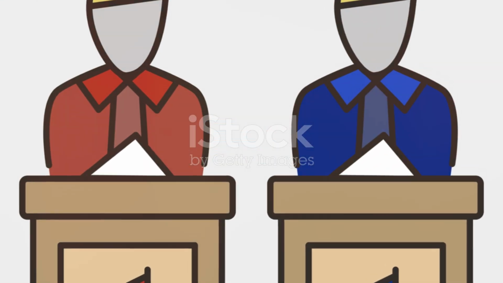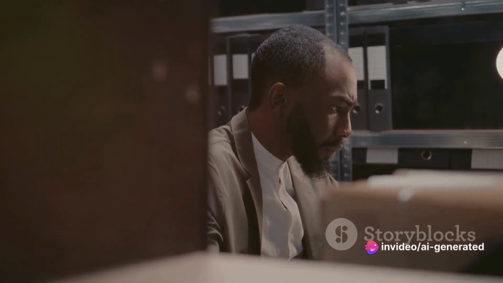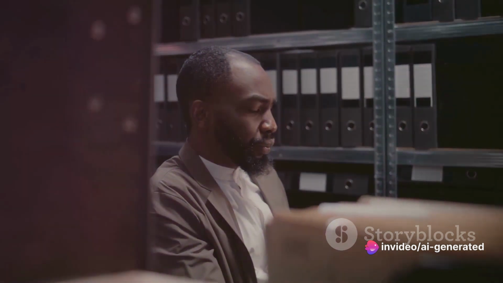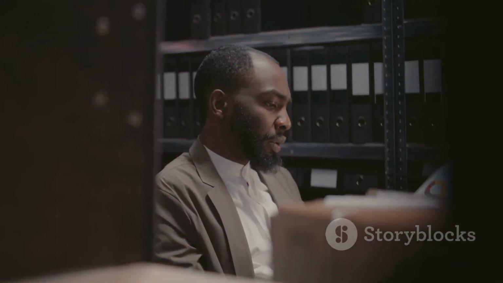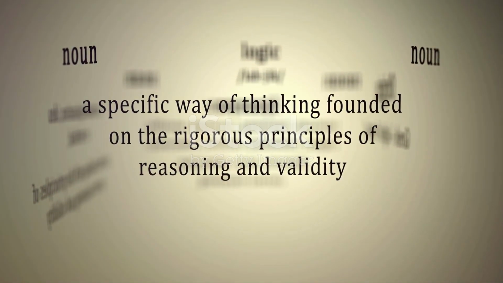For example, Person A: No one has proven that ghosts don't exist, so they must be real. Person B: There's no evidence to support the existence of ghosts, so we shouldn't believe in them until evidence is provided. In both examples, Person A and Person B are committing the appeal to ignorance fallacy, but in different ways.